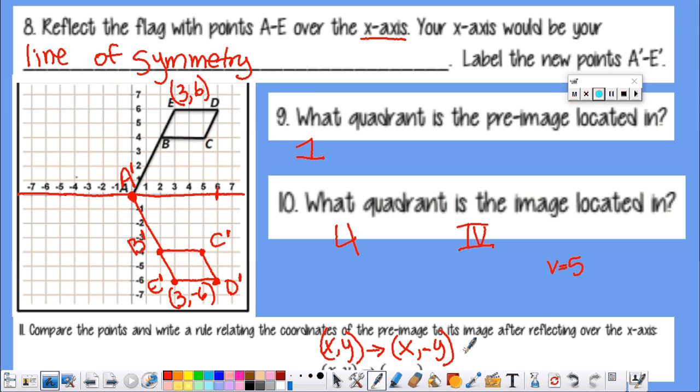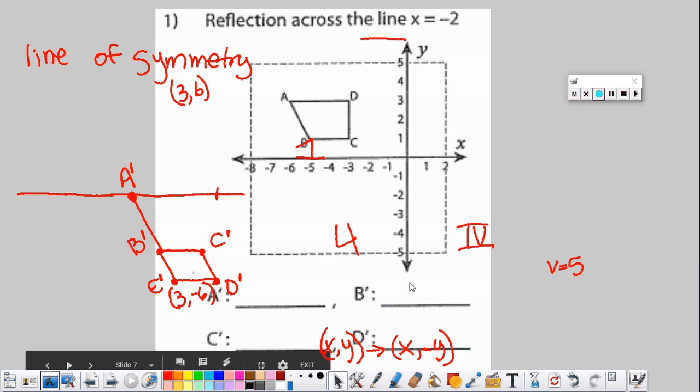Which makes sense because we didn't move anywhere along the x-axis. We didn't move side to side. All we did was move down, okay? We reflected it across the x-axis. All right, let's do a practice problem together really quick.